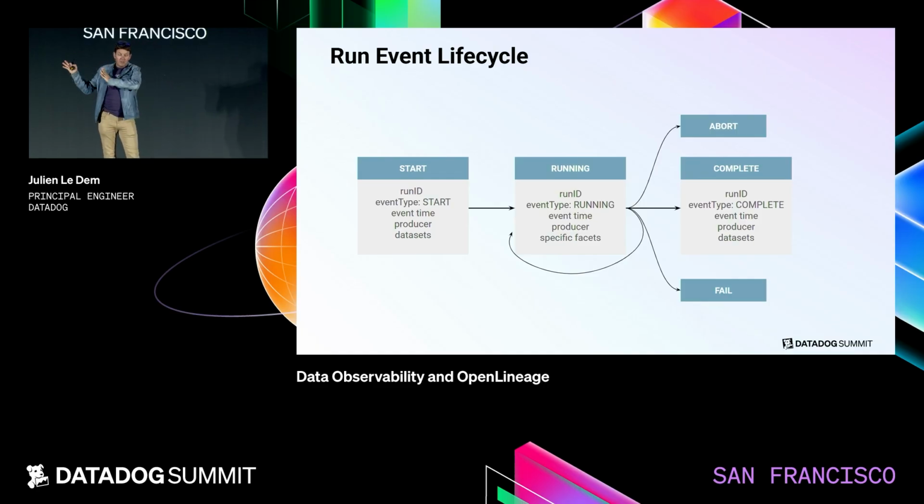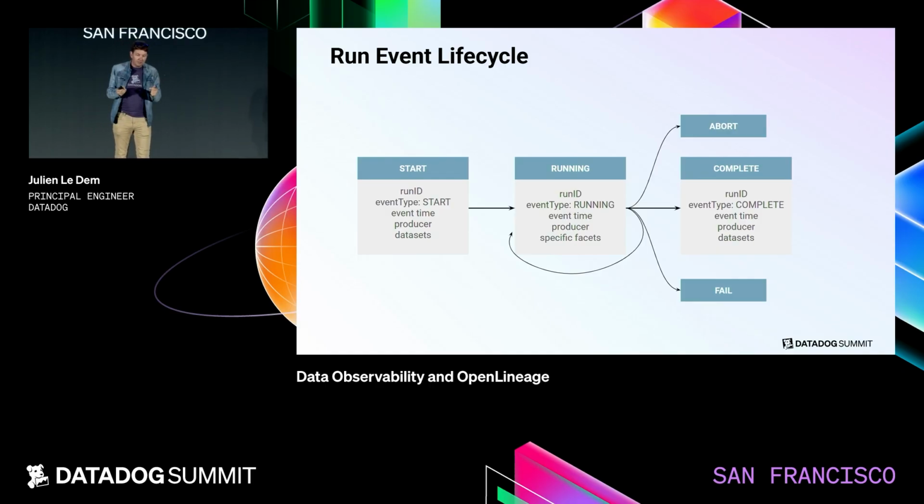And then the main other event there will be the complete event when the job is complete, and we know it's finished running. If it's a streaming job, you will have the same thing, but since you don't really know when it's going to complete, you often have running events in the middle that show progress of the jobs.